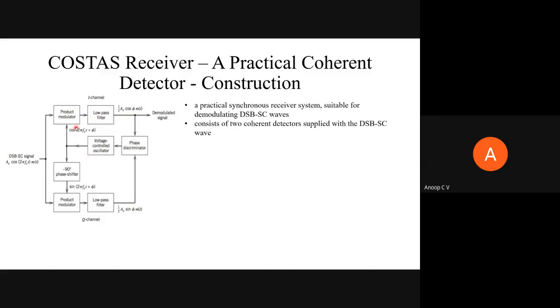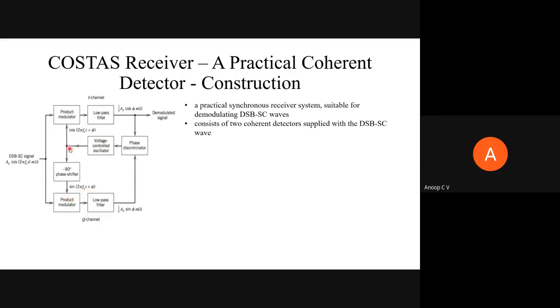Here we have two sets of coherent detectors. The one on the top we call the I channel, and the other one at the bottom is the Q channel. Both are supplied with individual local oscillator signals. There is also a voltage controlled oscillator, a phase discriminator and so on, which I'll come to later. This VCO produces the carriers for the I channel coherent detector and also for the Q channel coherent detector.